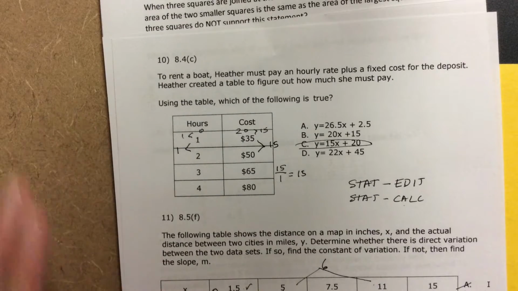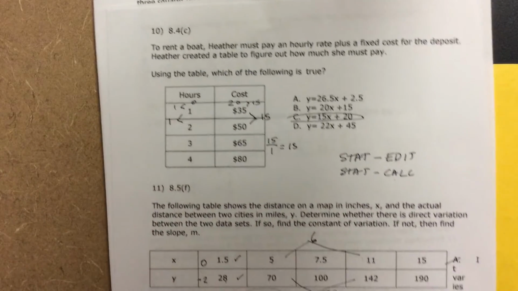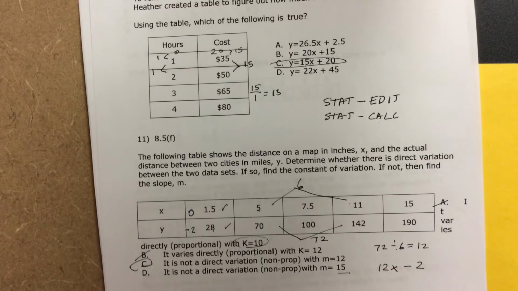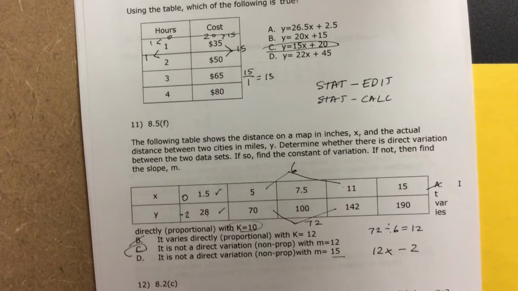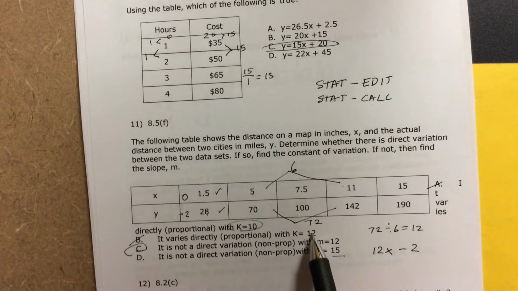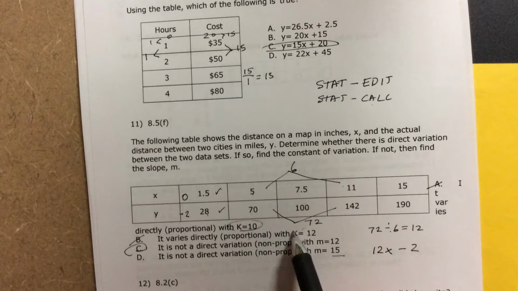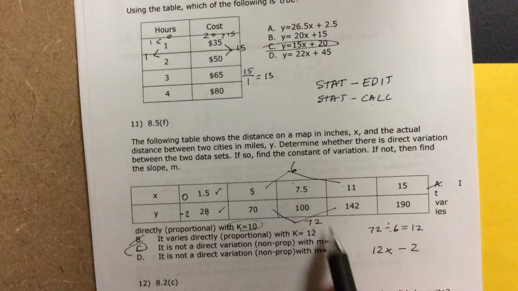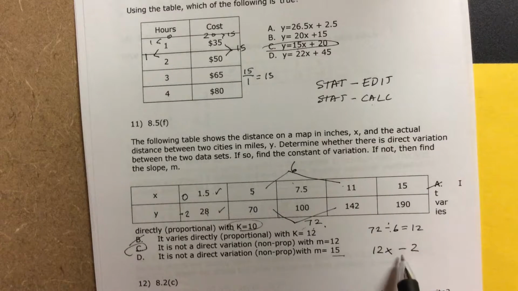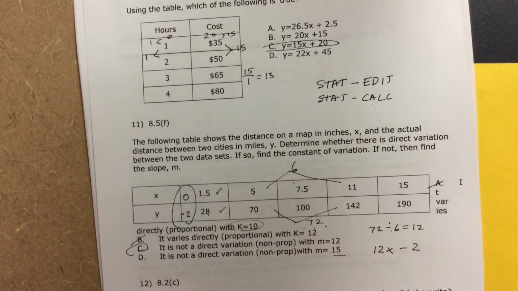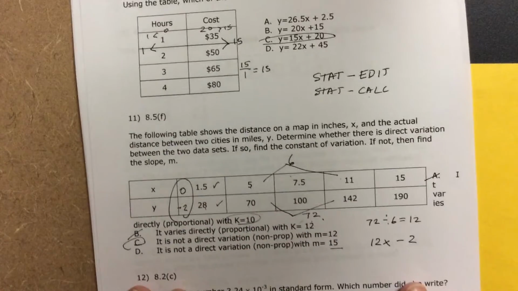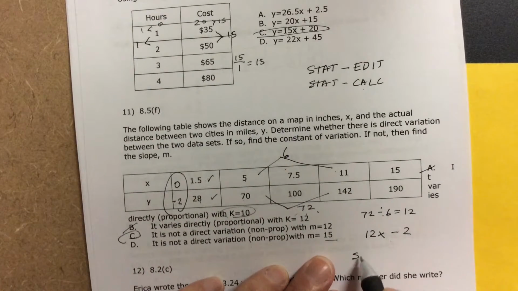11 was horrible. What happened on 11? I think I have some ideas, and I looked, and all your answers are all over the place. Well, I went kind of old school, and I did the change in y divided by change in x, and I find that the slope is 12. And I kind of worked backwards to find the y-intercept is -2. You should have done stat edit.